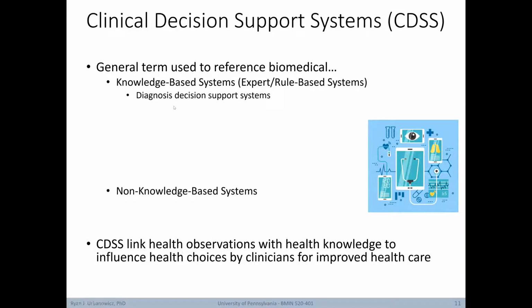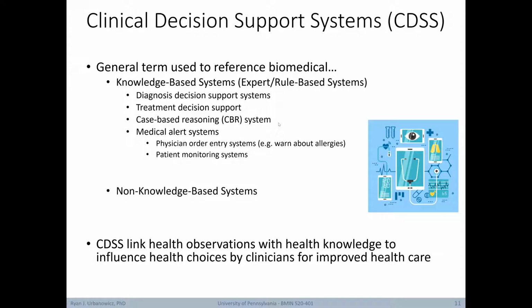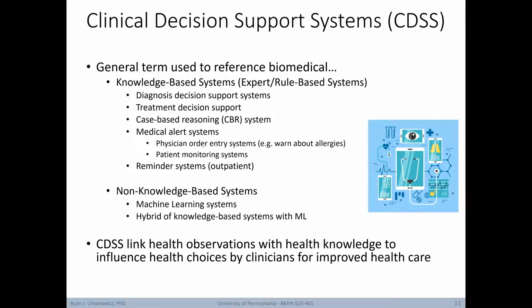Knowledge-based CDSSs include things like diagnosis decision support systems, treatment decision support, case-based reasoning systems, medical alert systems, including physician order entry systems, which might do something like warn about allergies, or patient monitoring systems. And then there's also reminder systems, which might be useful in outpatient care. On the other hand, non-knowledge-based systems might include things like machine learning systems, or hybrids of knowledge-based systems with machine learning.